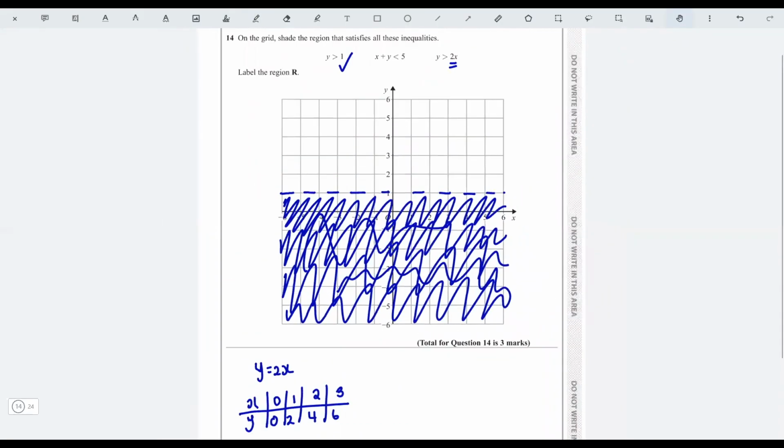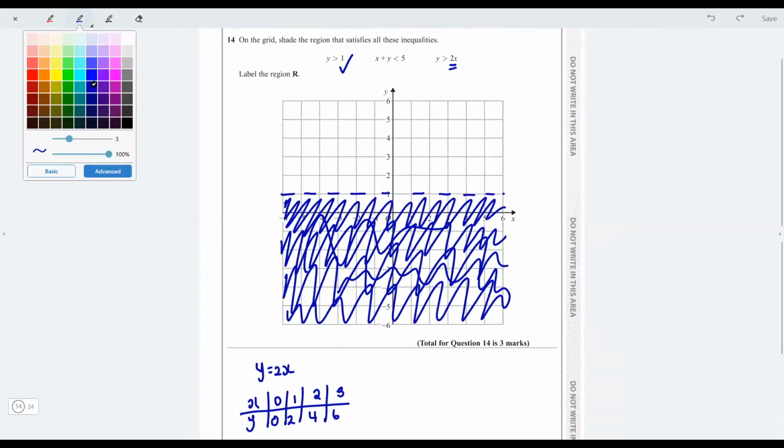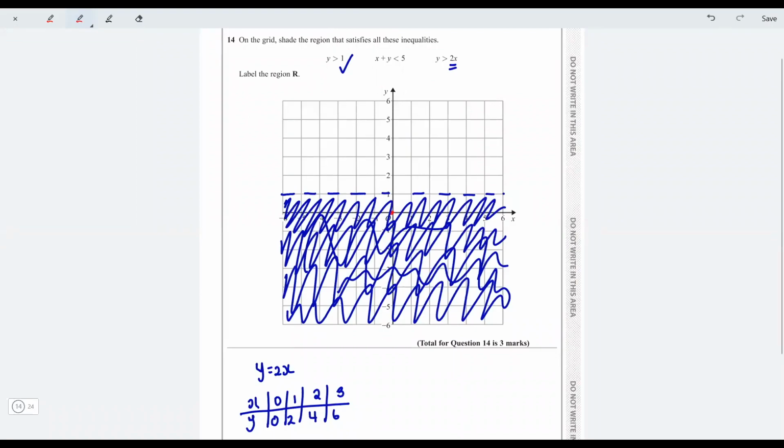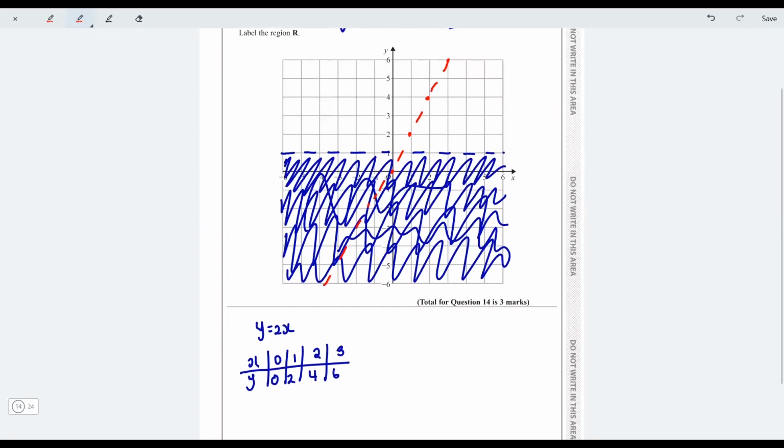And I'm just going to get a different color pen because I think it would be beneficial. Okay, so 0, 0, 1, 2, 2, 4, 3, 6. Okay. Again, draw my kind of dash line. Okay, now, how do I know which bit to shade in? Left or right?